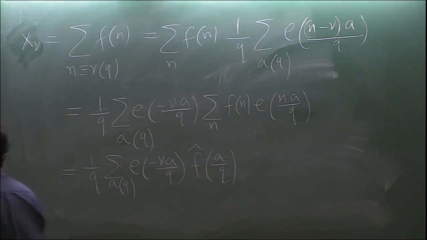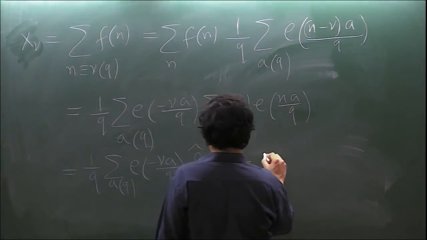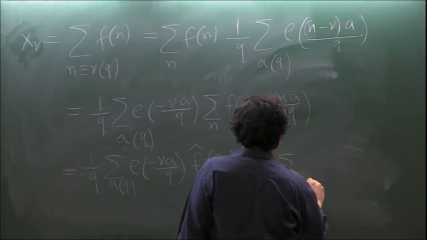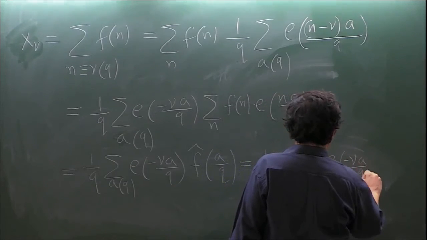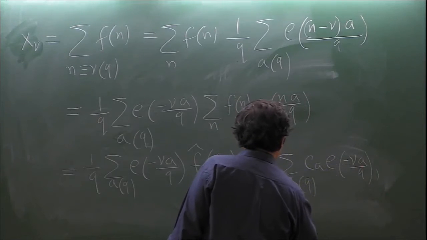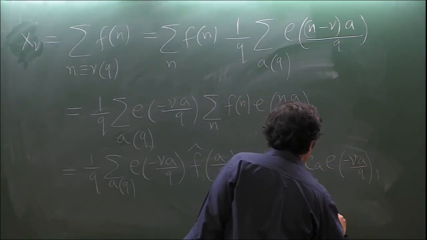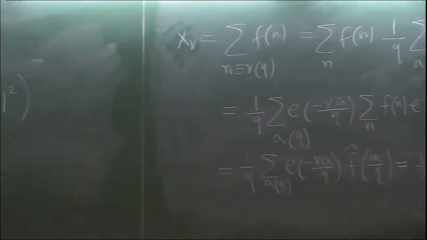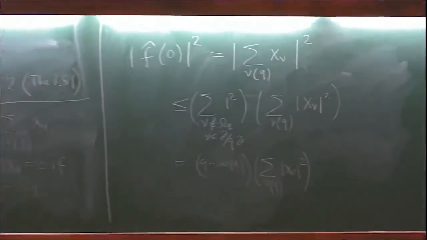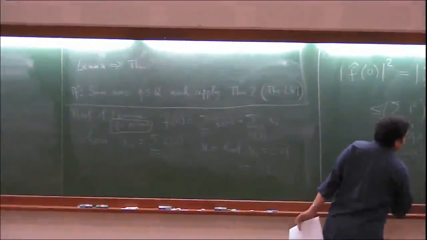Yeah, so f hat x. And now I have to take the sum of squares of that. So for simplicity, let's call it Ca. So this is 1 by q, sum over a mod q, Ca times e of minus nu a by q, where Ca is f hat of a by q. So I want to keep this because that's what we want to prove. So let's continue here. I want to evaluate this sum, the sum of x nu squared.